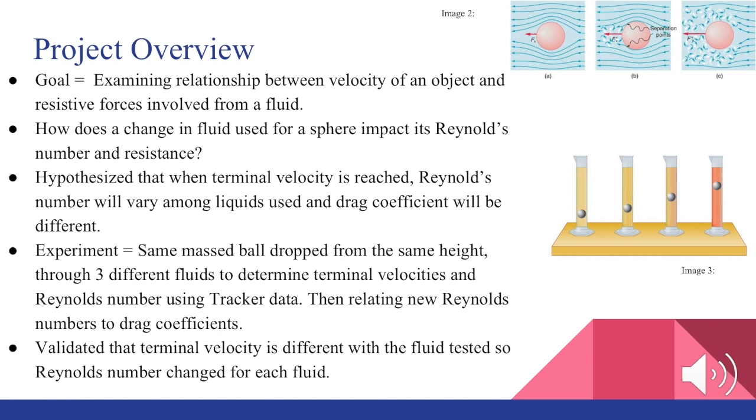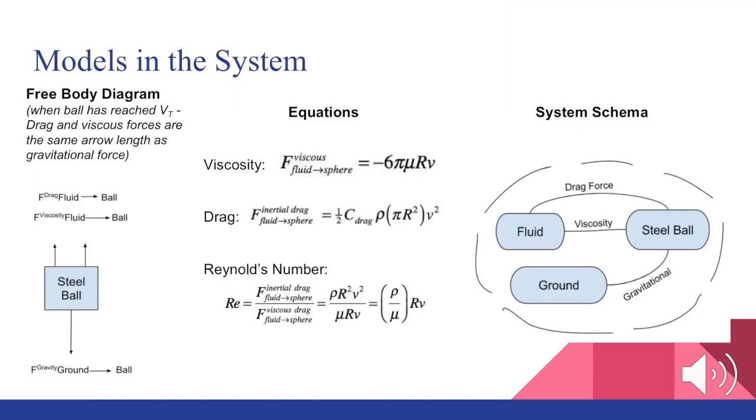Group predictions closely matched tracker results, showcasing that given 3 different tested fluids, an object falling through will have a different point at which it reaches terminal velocity and will result in a different drag coefficient from the Reynolds number, supporting that there are differences in resistances for objects in different fluids.